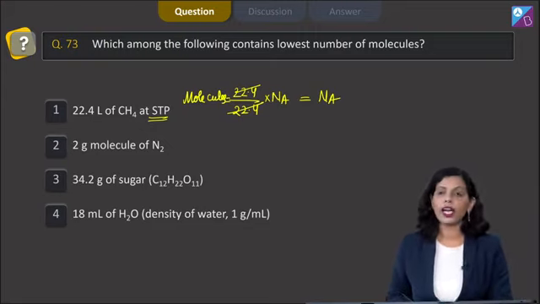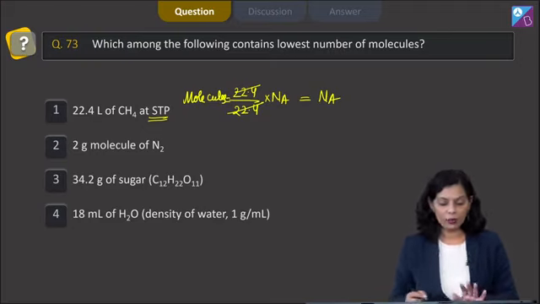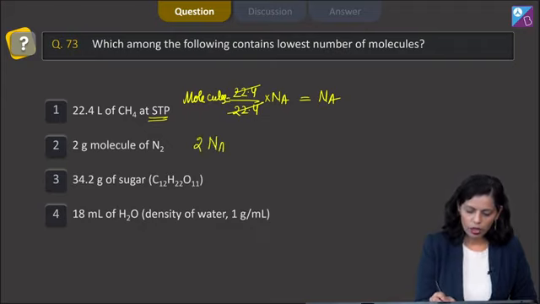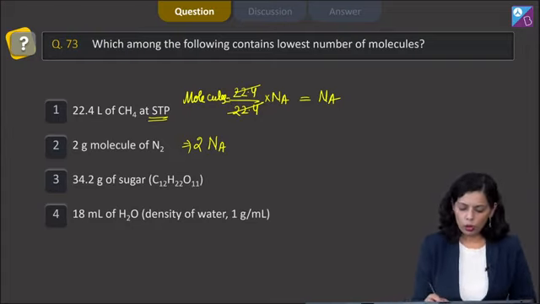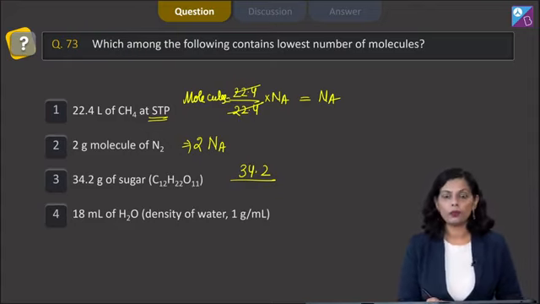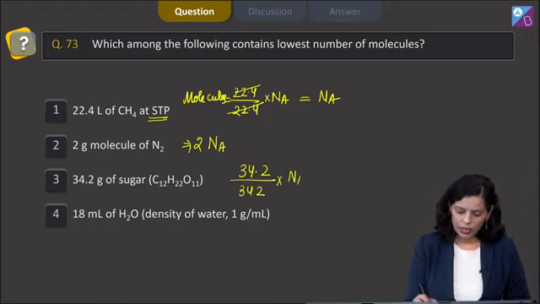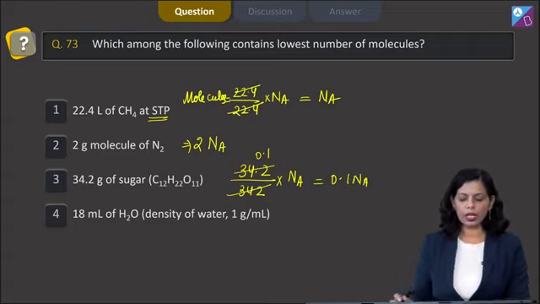2 gram molecule of nitrogen. So, here 2 gram nitrogen is not given, it is given 2 gram molecules. It means gram molecules are given. So, the value would be 2 Na, the total number of molecules here. Now, 34.2 gram of sugar. So, moles would be 34.2 by the molar mass of sugar, cane sugar, 342 gram per mole. The formula is given, you can easily calculate 342 gram per mole, and how many molecules are there, into Na. So, this would be 0.1. So, 0.1 Na it would be, and then 18 ml of water.